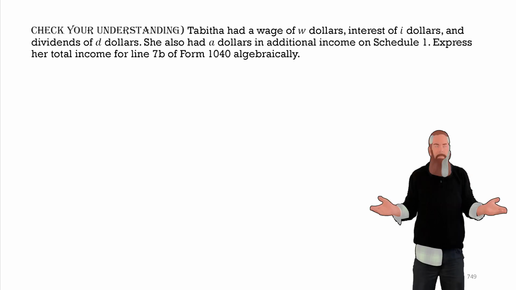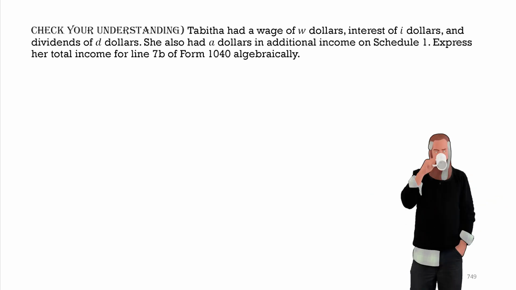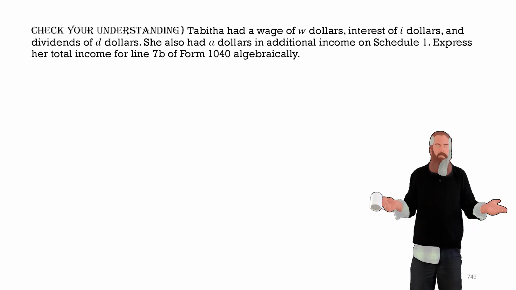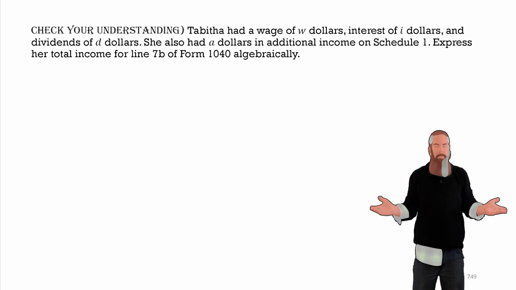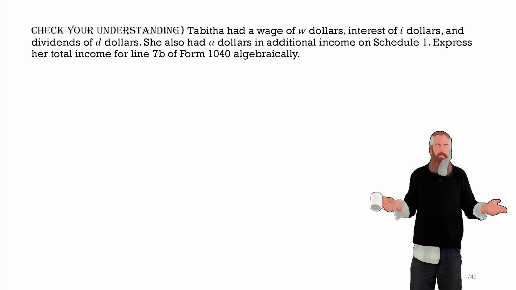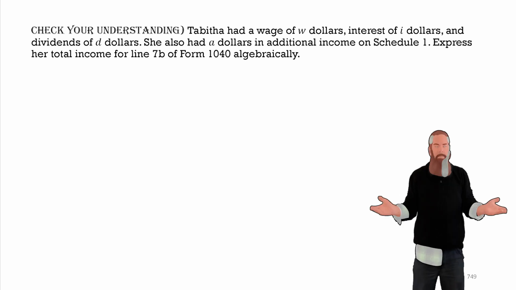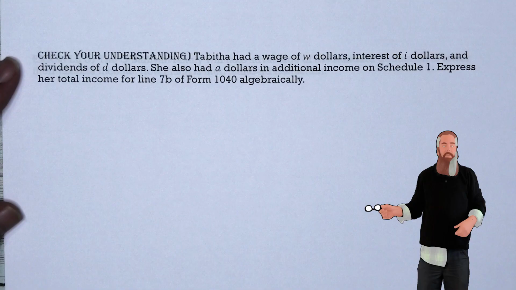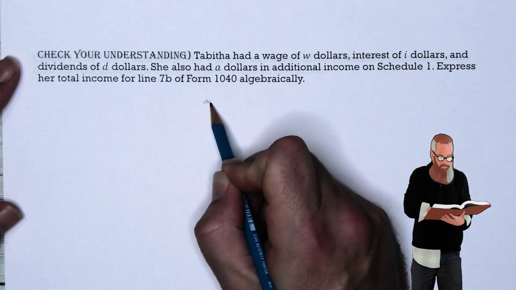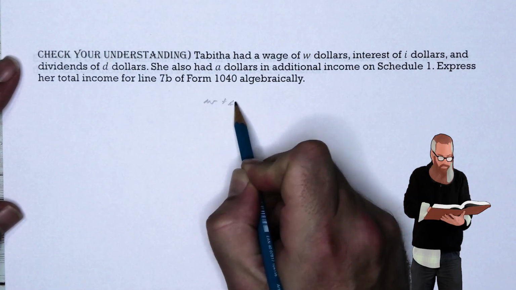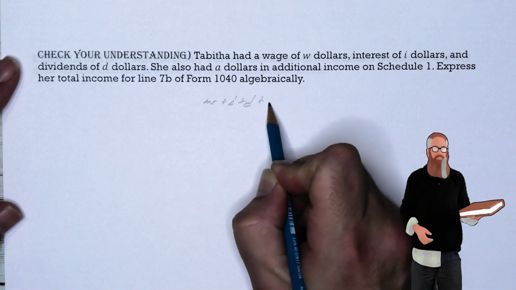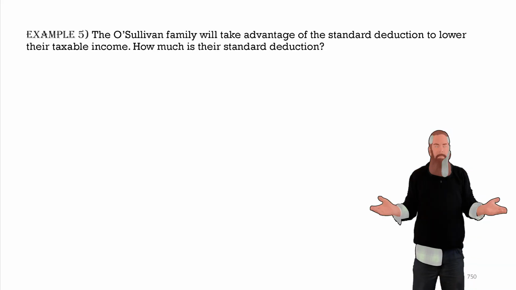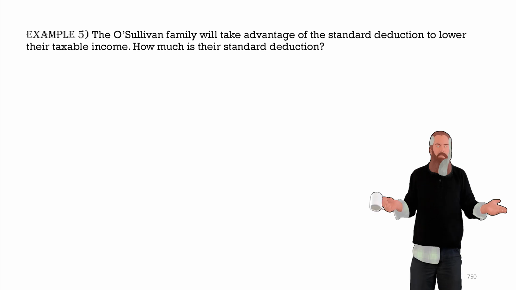Tabitha had a wage of W dollars, interest of I dollars, and a dividend of D dollars. She also had A dollars in additional income on Schedule 1. Express her total income for line 7B of Form 1040 algebraically. Well, here we get to simply add everything up, and we get to say W plus I plus D plus A.